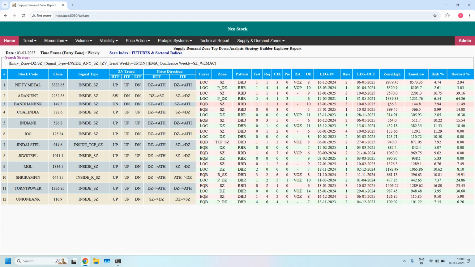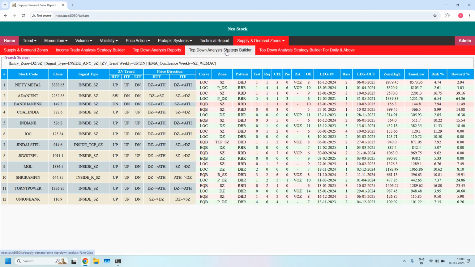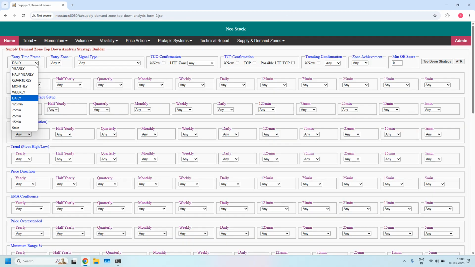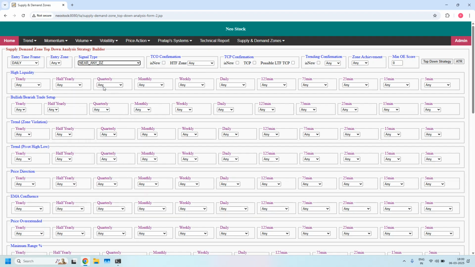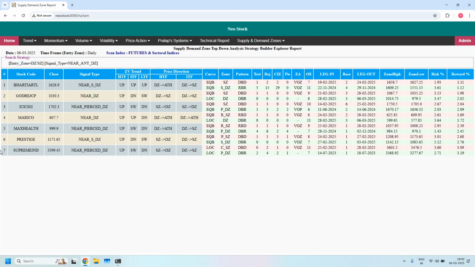The next time frame is the daily. Entry time frame daily, let us find the stocks near daily demand zone. We got 7 stocks. So let us identify high liquidity daily demand zones from this list. Bharti Airtel is having a high liquidity daily demand zone.